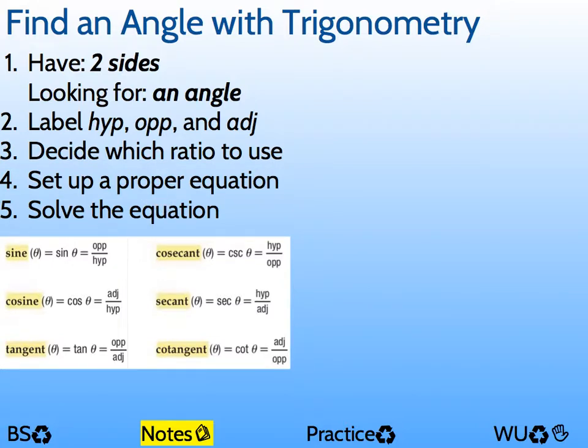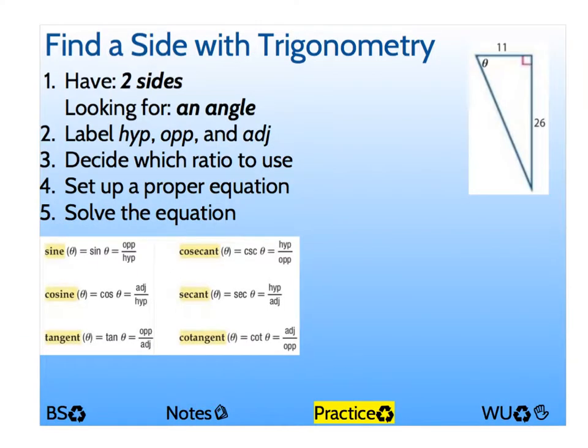And the difference is in how we solve the equation. Since sine, cosine, tangent, all of these are functions, we have to use an inverse function to cancel them out, which we'll introduce during the example. With this problem, we're given a side of 11 and a side of 26, and we're asked to find the angle. So the first step is going to be to label the sides: hypotenuse, opposite, and adjacent.